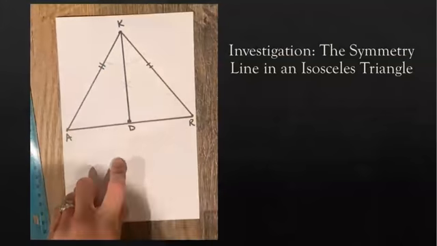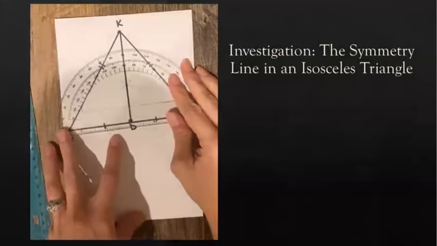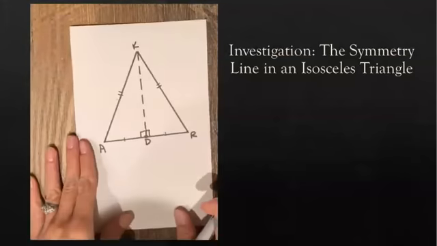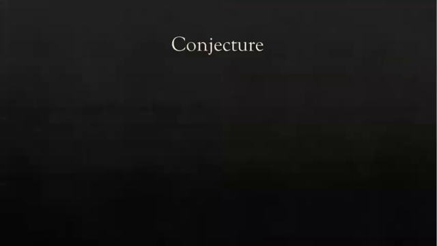Now I'm going to compare AD and DR, and they're equal, so that makes it also the median. When I look at the angles ADK and KDR, I get right angles, so they're the same. And if they're right angles, then that also makes it the altitude. So you can see we have the angle bisector and the altitude and the median all in this line KD. So what does that mean?